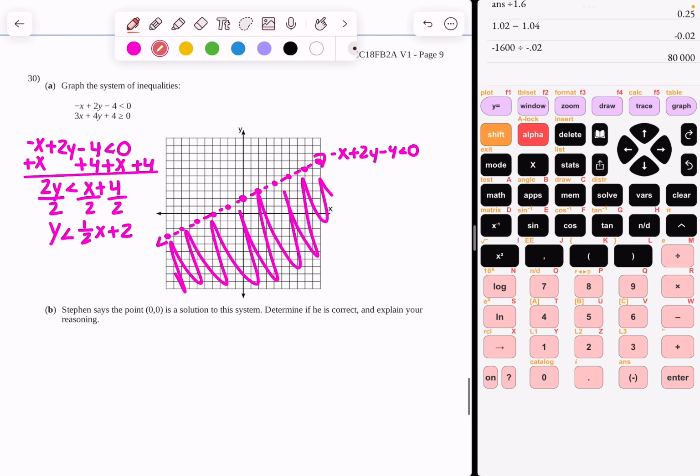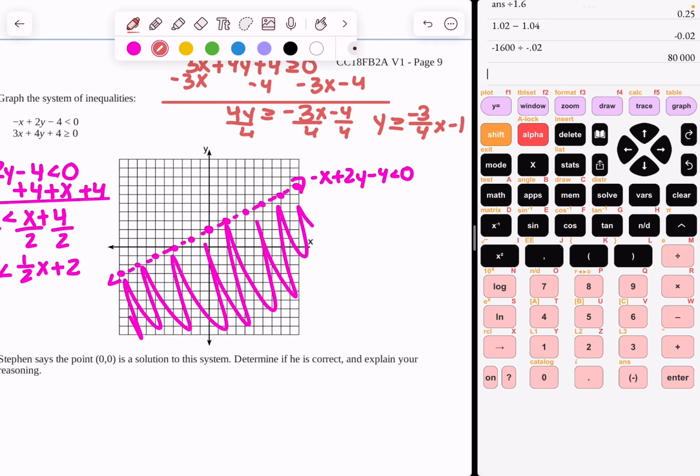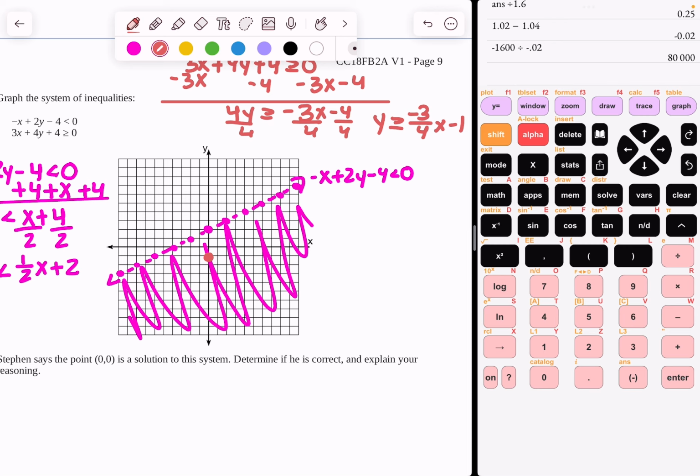And the other one is 3x plus 4y plus 4 is greater than or equal to 0. Minus the 3x, minus the 4. That'll leave me with 4y is greater than or equal to negative 3x minus 4. Then I divide all numbers by 4. I do not need to flip my sign. I'll have y is greater than or equal to negative 3 over 4 x minus 1. So I start at negative 1, and then I go down 3 to the right 4.